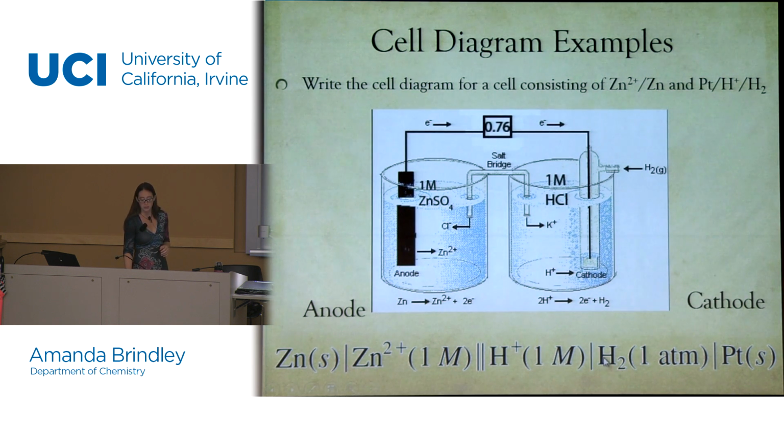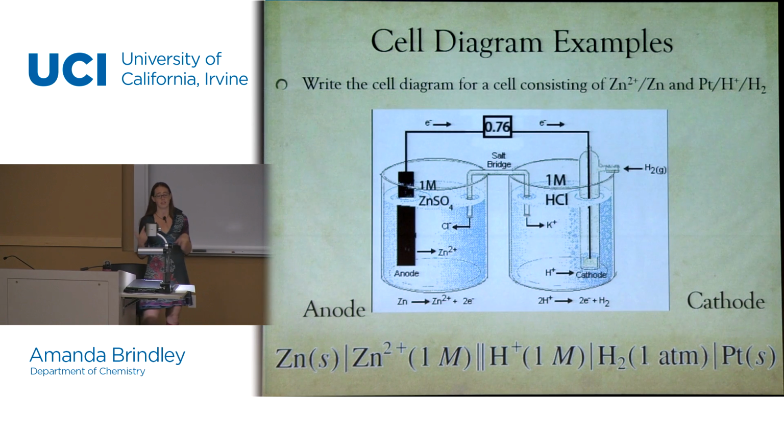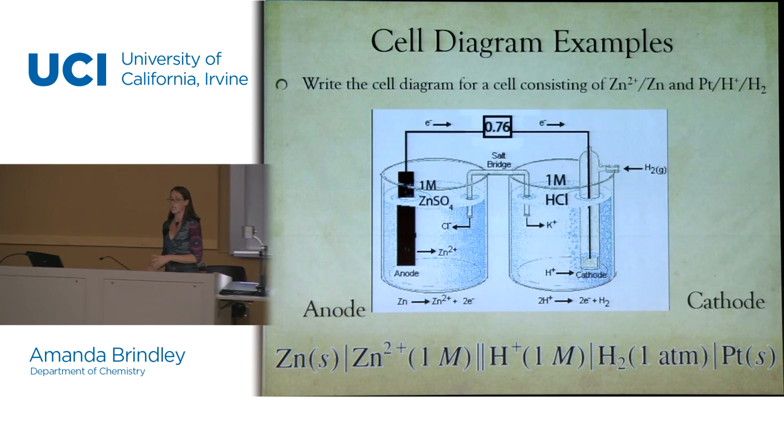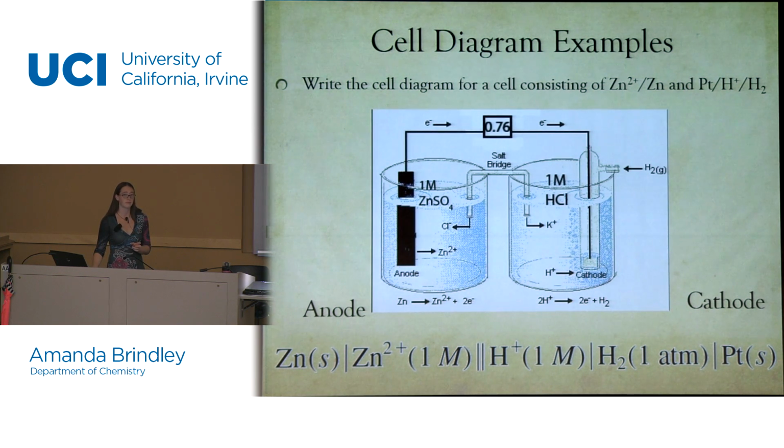So you come through here, your electrons exchange with your hydrogen, and then you hit your platinum electrode. Just a nice little snapshot of the cell. You can see why they call it a cell diagram or a cell notation, because it really is just kind of a little picture. Okay.